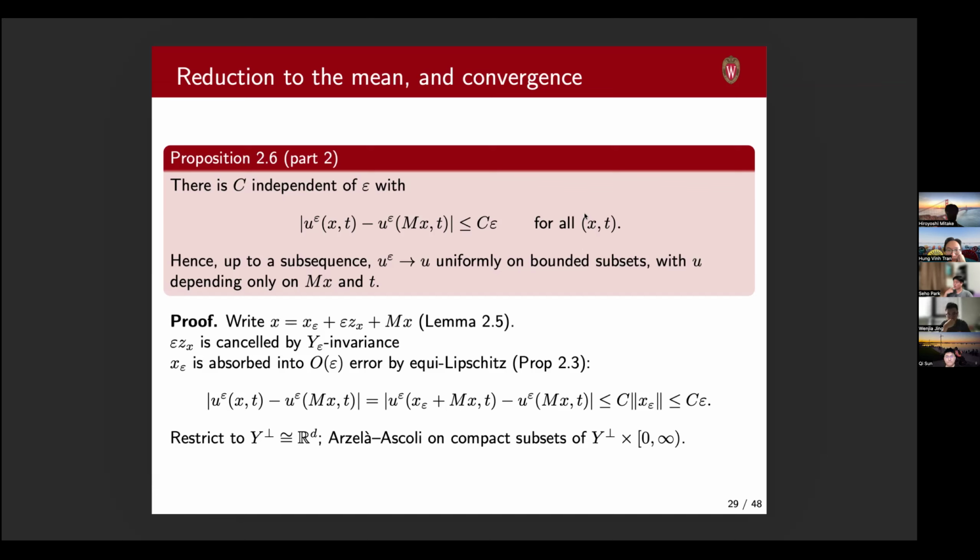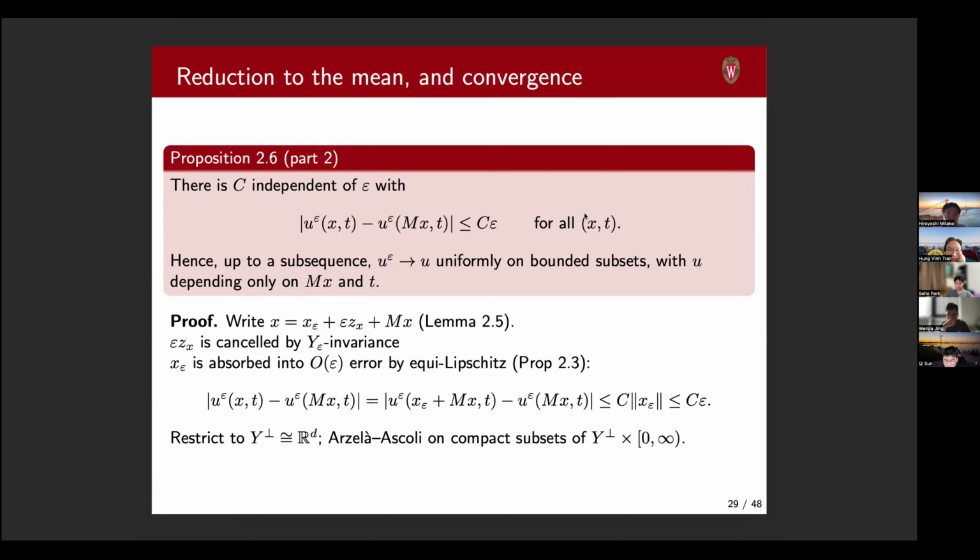So that's why we can restrict the function onto the y perp, which is a finite dimensional space equivalent to R^d. So if we restrict u of epsilon to y perp, it is now on the finite dimensional space, so we can use the Arzelà-Ascoli theorem on the compact subset of the y perp times the time space.